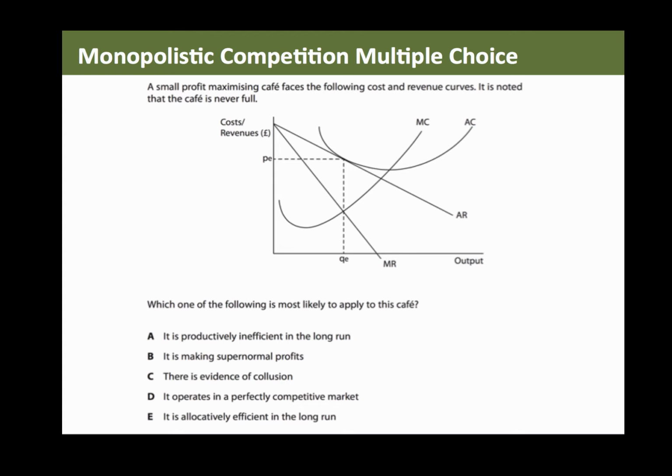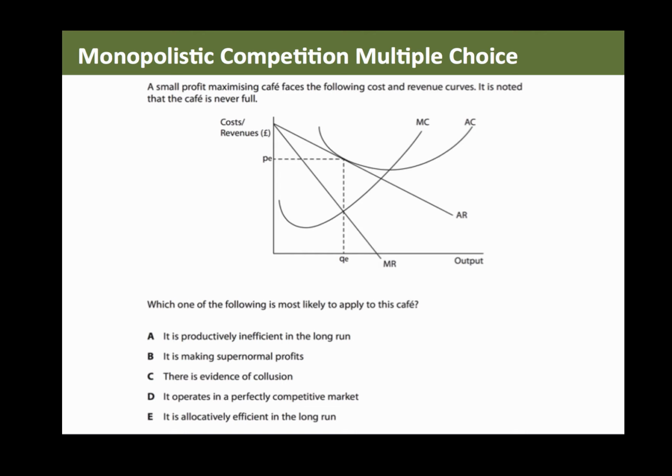And this diagram, those of you who've done a lot of revision already ahead of the exams, and I hope you have, this diagram, of course, is the long-run equilibrium for monopolistic competition, where at output QE, which is a profit maximizing output, the price, PE, just equals the average cost of production. They're making normal profits at price PE and output QE.